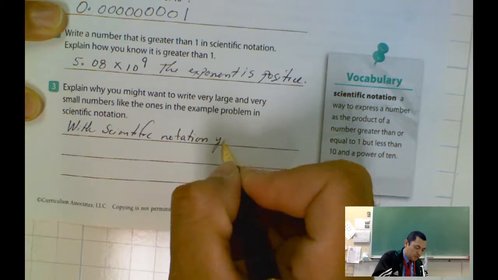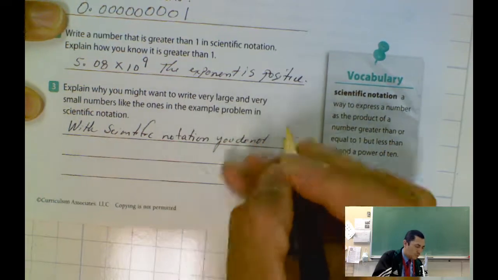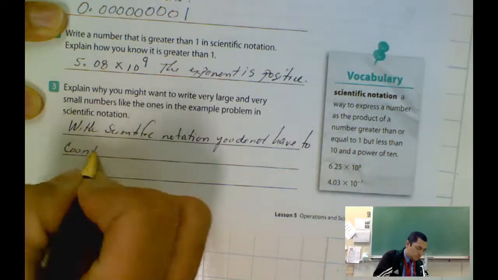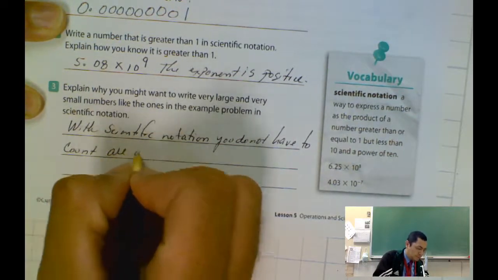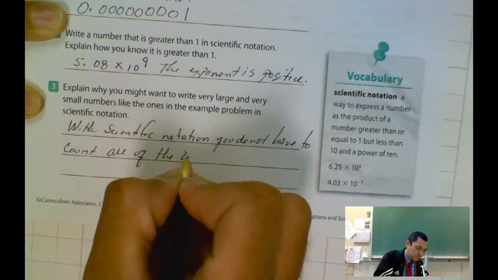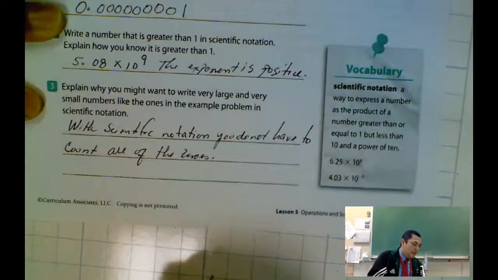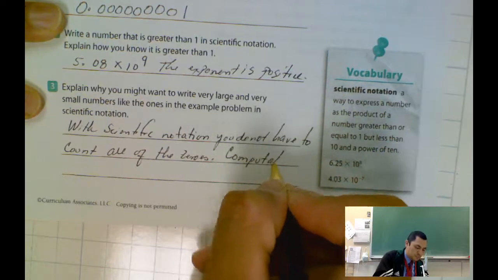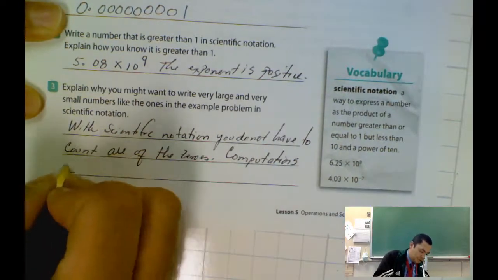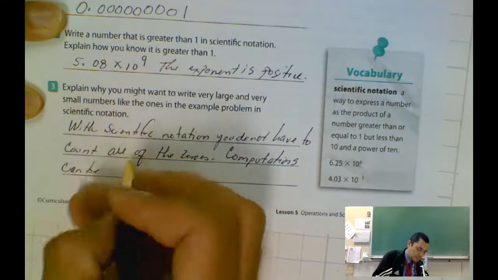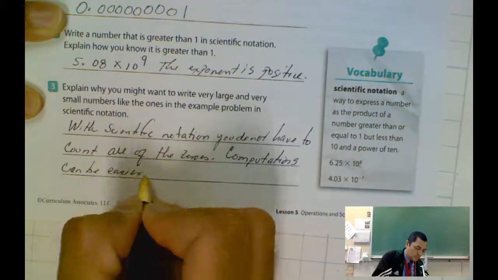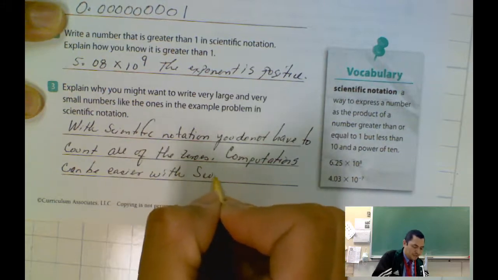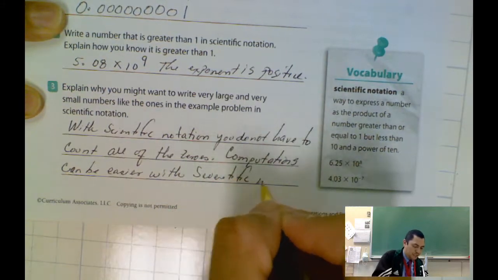You do not have to count all of the zeros. Okay? In this case, computations can be easier with scientific notation.